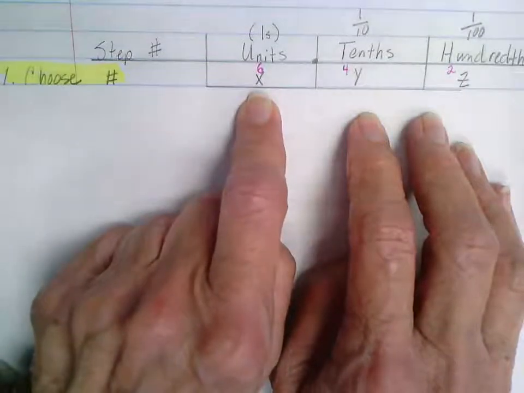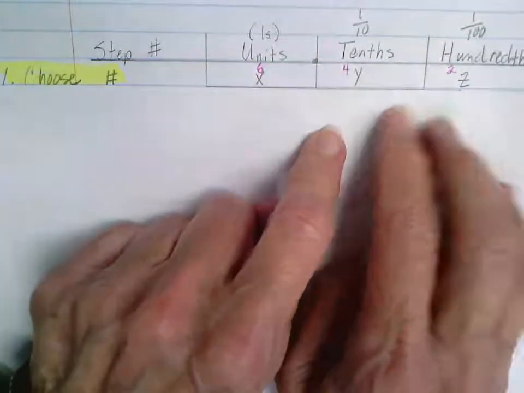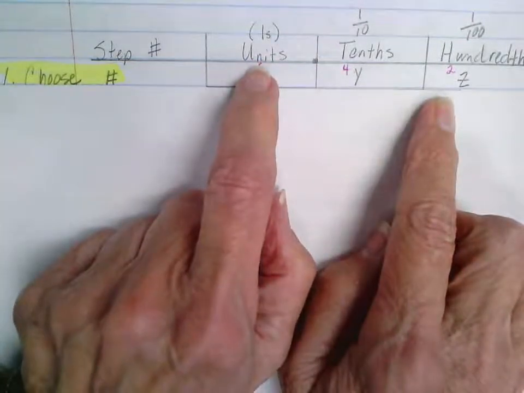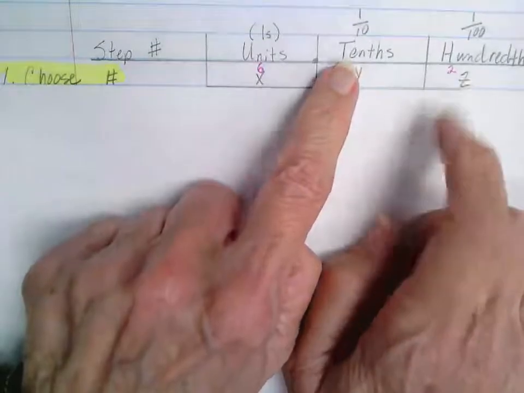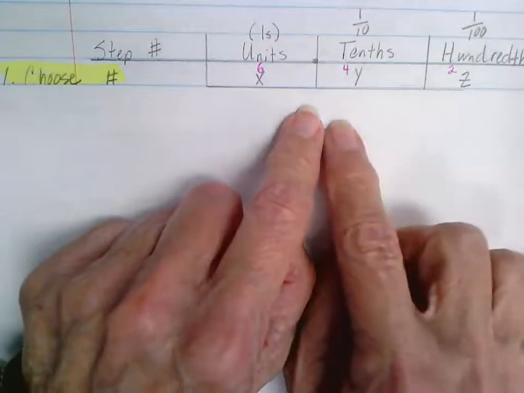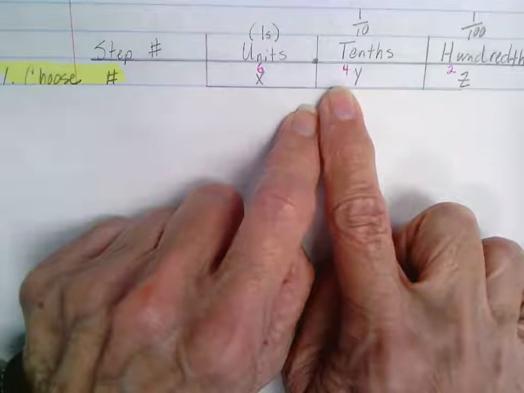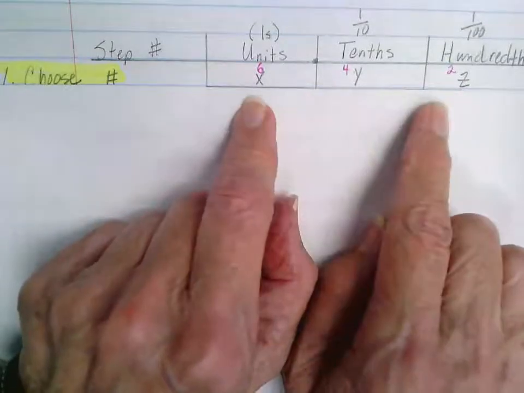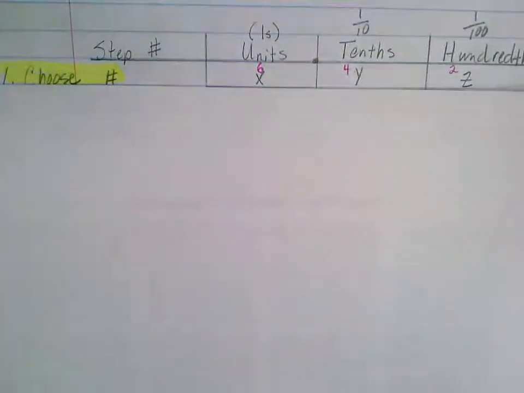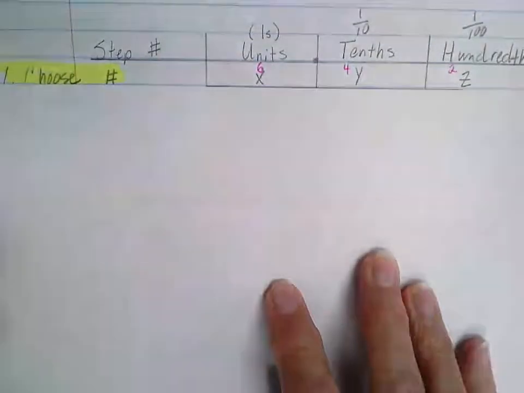And in the instructions, it suggested that you make a place value chart. So they called it the units, the tenths, and the hundredths. The units is also called the ones place. The pink is an example of what's going on numerically, arithmetically, and the others obviously are the variables. So this is how we start.